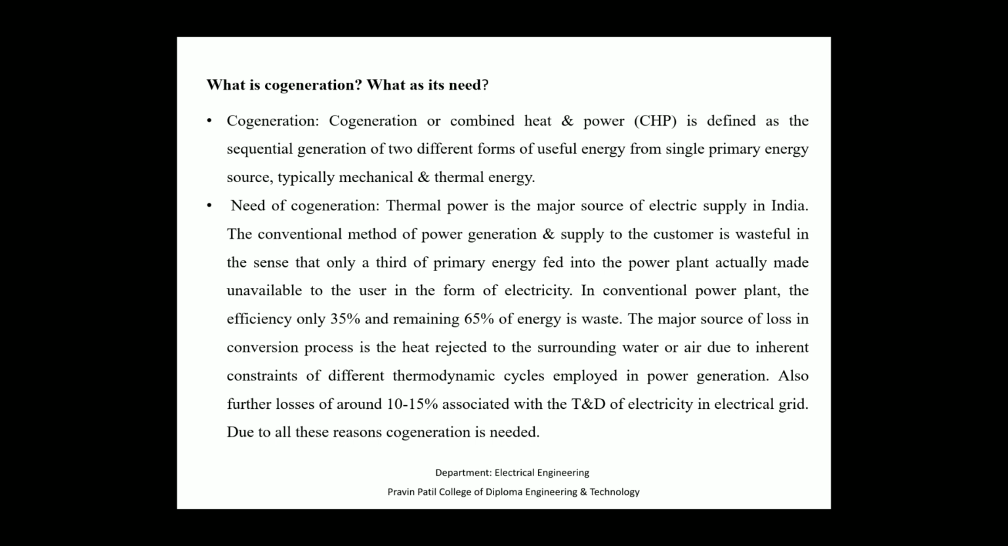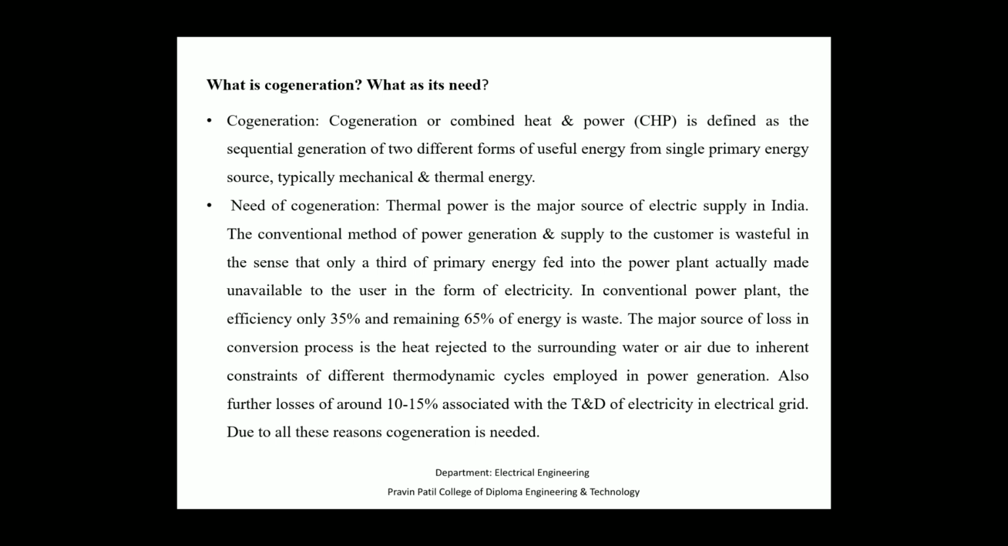Now we start unit number 4, that is energy conservation through cogeneration and tariff. The first point is what is cogeneration and what is the need of cogeneration. Cogeneration, or combined heat and power, is defined as the sequential generation of two different forms of useful energy from a single primary energy source, typically mechanical and thermal energy.